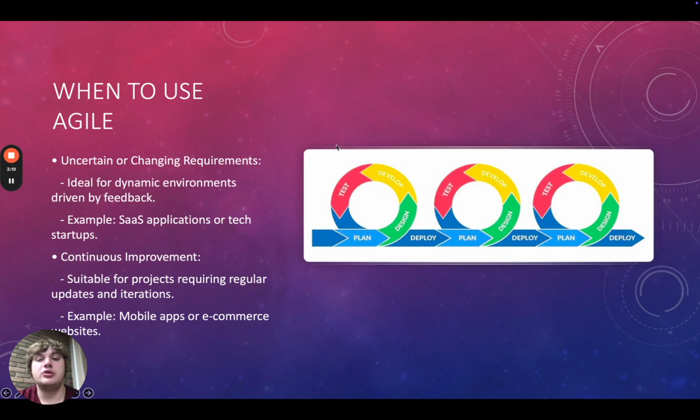And when should you choose Agile? When there are uncertain or changing requirements. Agile is perfect for dynamic environments where customer feedback or market trends dictate changes. For example, launching a tech startup or building a software as a service application. Another case is continuous improvement. If your project benefits from regular updates and iterations, like mobile apps or e-commerce websites, Agile ensures the product evolves with user needs.